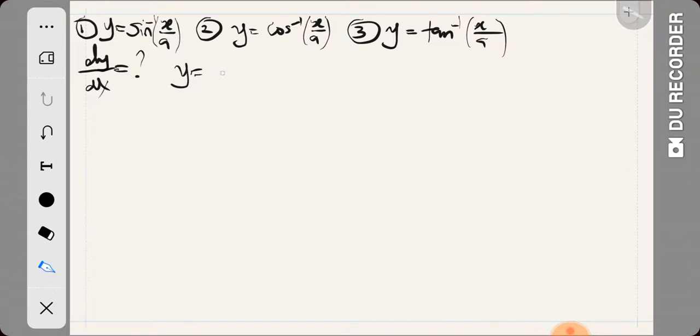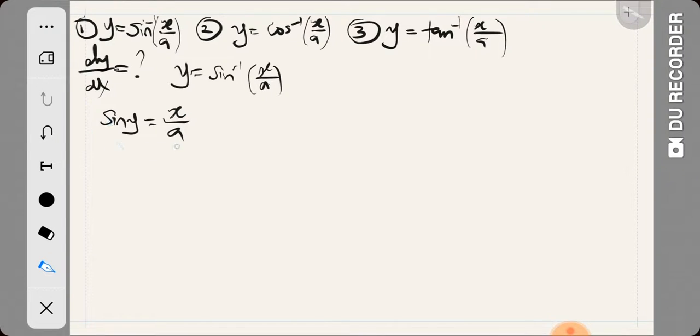Let's start with the first one, which is y equals sine inverse of x over a. The first thing to do is to take the sine of both sides, so the sine inverse cancels out. So we have sine of y equal to x over a.